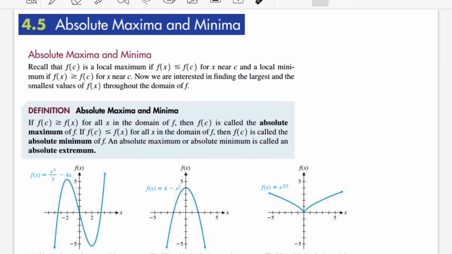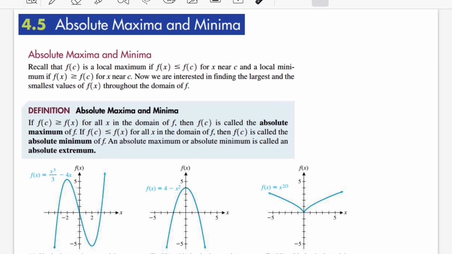In this video, we're going to go over section 4.5 from our textbook, which goes over absolute maxima and minima. So first, one of the most important applications of the derivative is to find the absolute maximum or minimum value of a function. And this can be used in a lot of real-world examples.